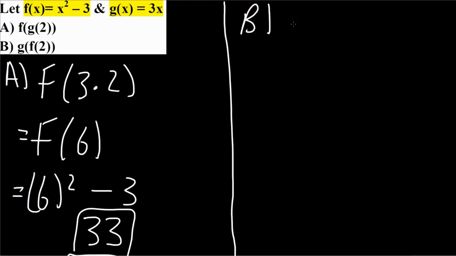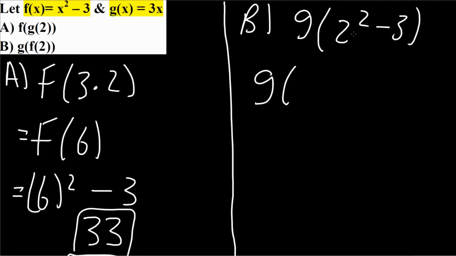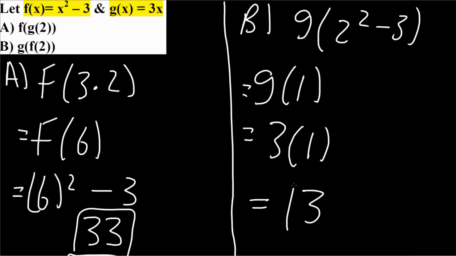We have g parentheses f of 2. Instead of saying f of 2, we plug in 2 for our f of x equation. So 2 squared minus 3. And so we can say g parentheses 2 squared is 4. 4 minus 3 is 1. And so now we plug in 1 for g of x. So we say 3 parentheses 1 because x is 1. And so the final answer would be 3. And that's all we need to do to solve composite functions.